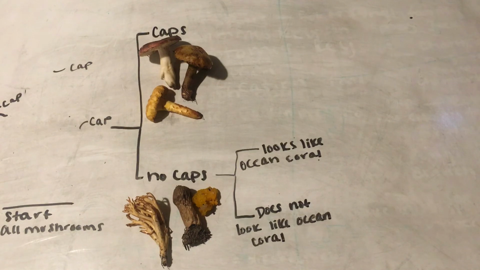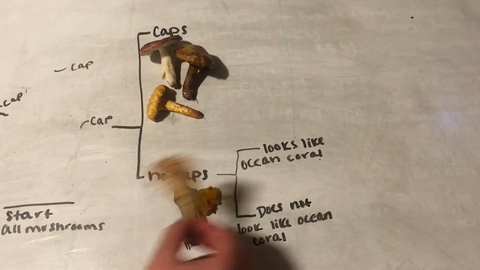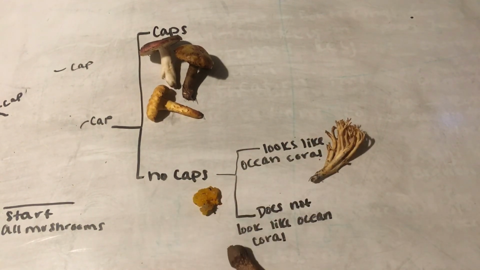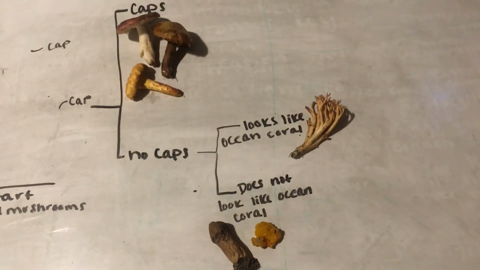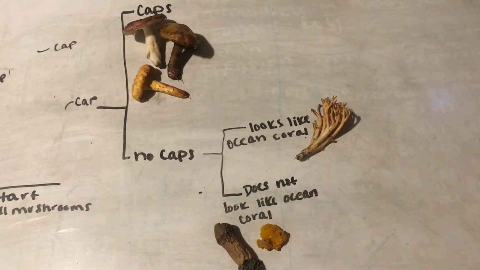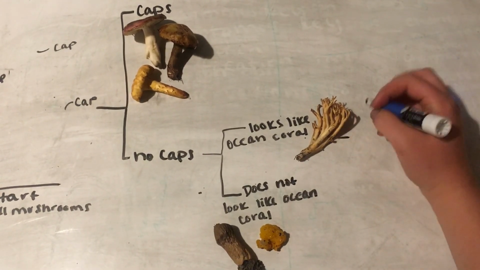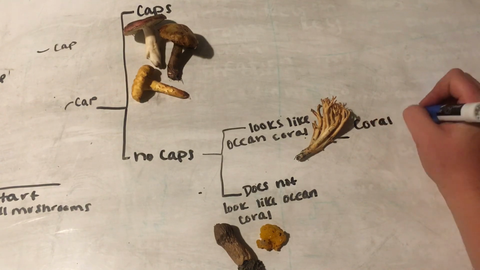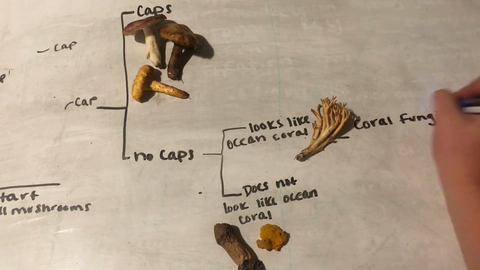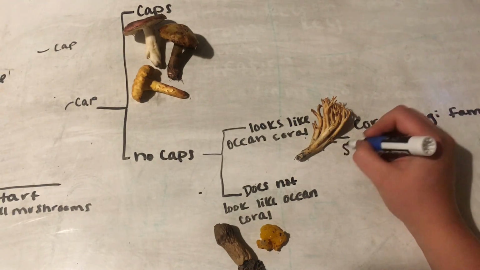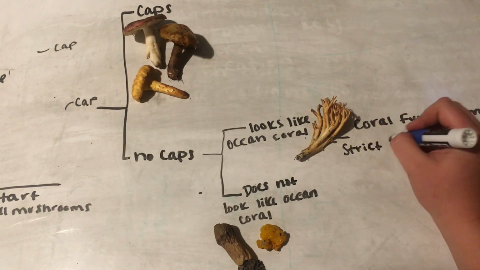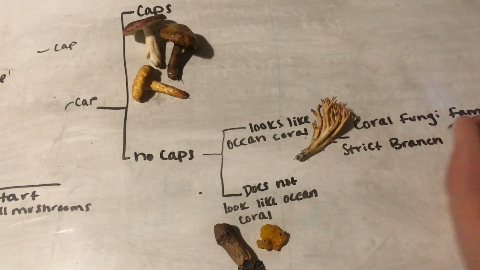As we begin to move our mushrooms into their new categories, we can see that our mushroom that looks like ocean coral is now by itself, where we still have 2 mushrooms in our bottom category. This means that our ocean coral is ready for identification. This mushroom is part of the coral fungi family. All the mushrooms in the coral fungi family have very similar long finger-like reaching branches. This mushroom is called a strict branch coral. It is often yellow and is found growing on our forest floor.